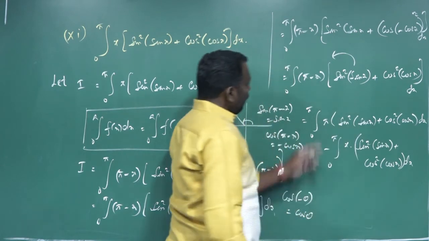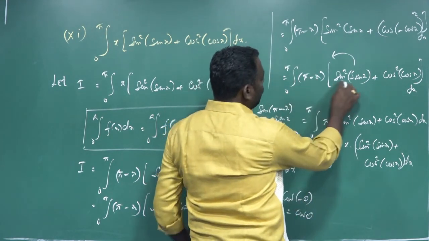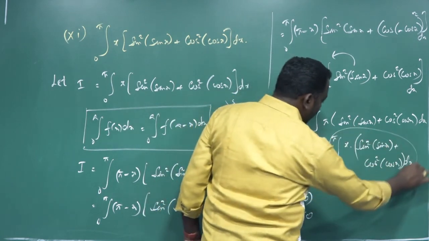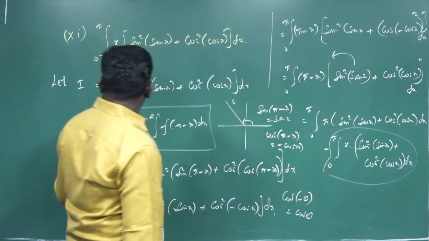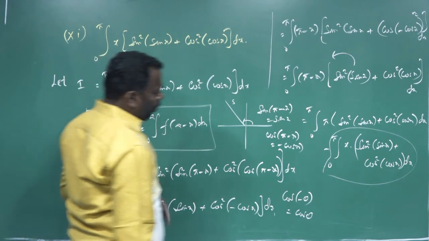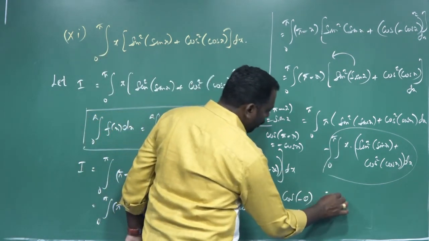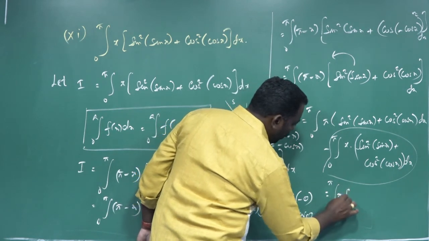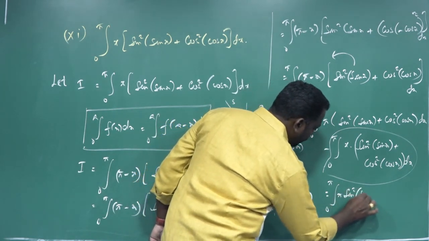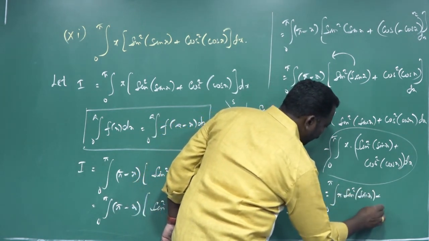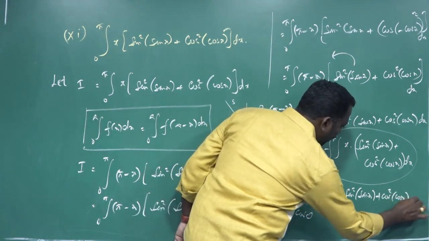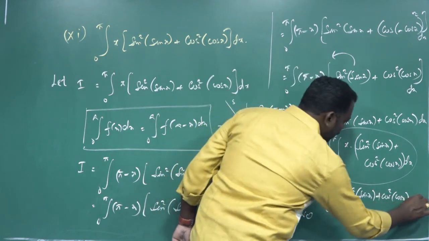Therefore, just multiply this term pi into this term minus x. The second integral value is called I. Therefore, the second term: I is equal to the first term, integral 0 to pi, of sin square of sin x plus cos square of cos x, plus minus I.